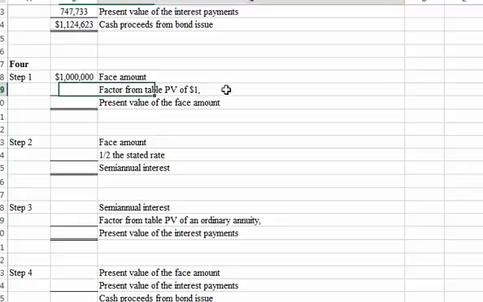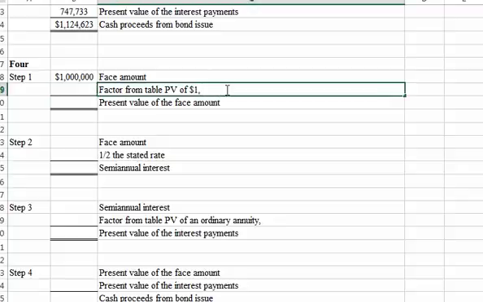Okay, what are we dealing with here in terms of interest payment periods? 20 years, interest payable semi-annually. So we're dealing with 40 interest payment periods at what percentage each? Well, we're going to use the market or effective rate in these calculations. It's 10% for a year, so it's 5% every 6 months.